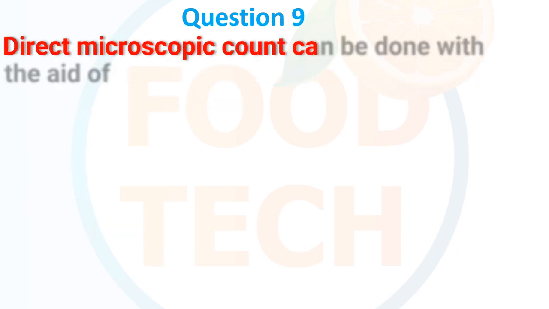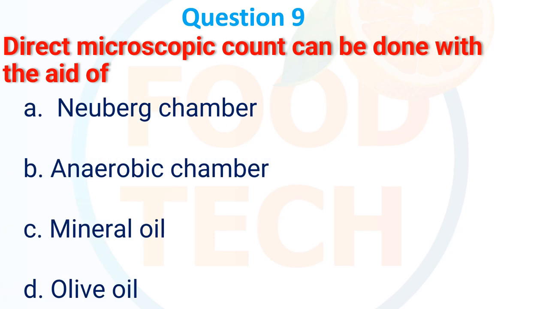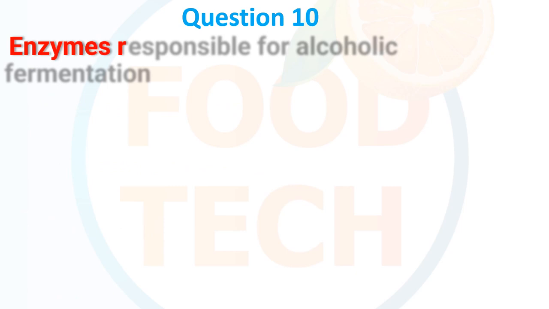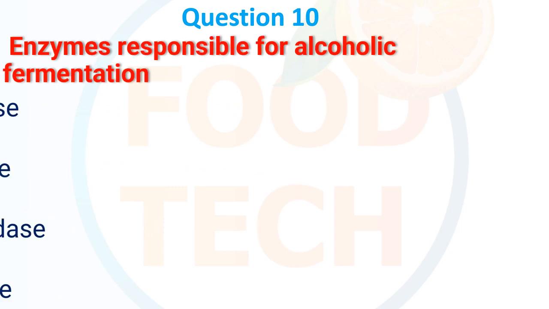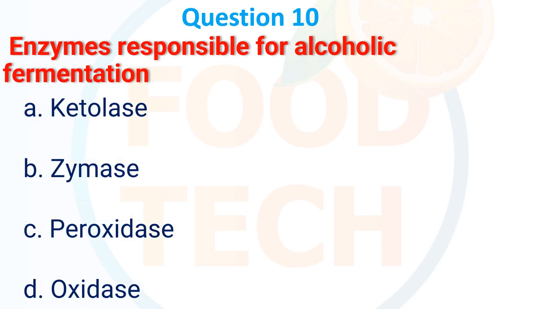Direct microscopic count can be done with the aid of A. Neubauer chamber, B. Aerobic chamber, C. Mineral oil, D. Olive oil. The answer is A. Neubauer chamber. Enzyme responsible for alcoholic fermentation: A. Ketolase, B. Zymase, C. Pyridoxase, D. Oxidase. The answer is zymase.